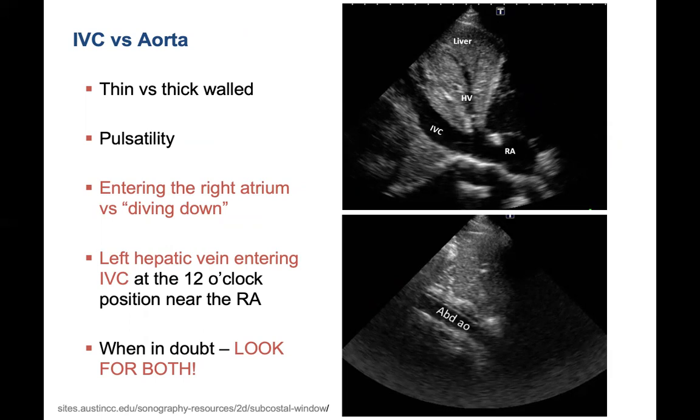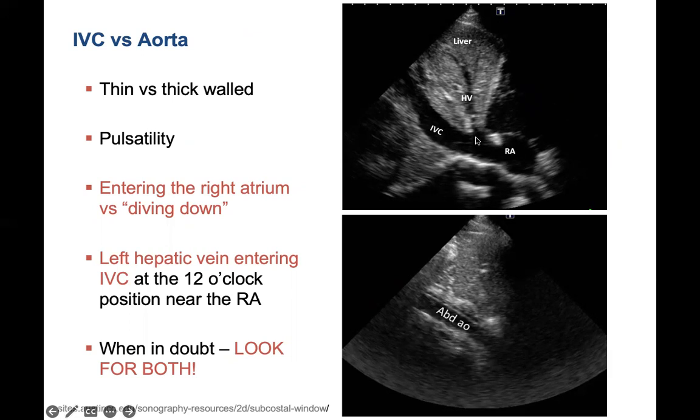So I often look at where it's going. So the IVC, you should see it right here, entering the right atrium. Also for the IVC, you'll see liver on both sides of it. The aorta, however, you'll see it kind of diving down rather than entering the right atrium. And while there's liver on this side, you won't see liver on this side if it's the aorta.